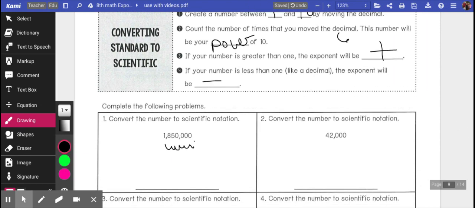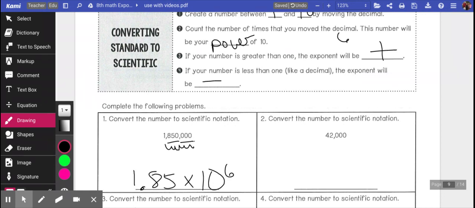So for number 1, we moved it back, and the decimal point is now between the 1 and the 8, to make it 1.85. We have to put all the numbers after that until you get to the zeros, and then times 10 to the 6th power, because if you remember, we moved it back 6 spaces. You can also count the numbers that would be after the decimal.